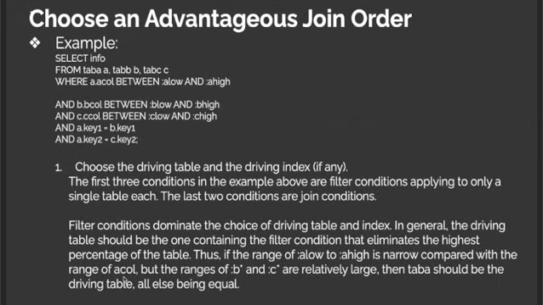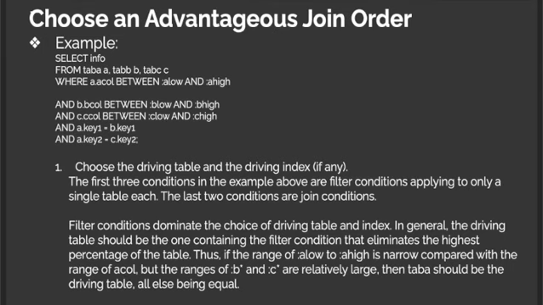Example: in this select, you can see the where clause is showing a column between, and then the second table's column between, then the third table's column with between, and then the joins. You can see all the joins.